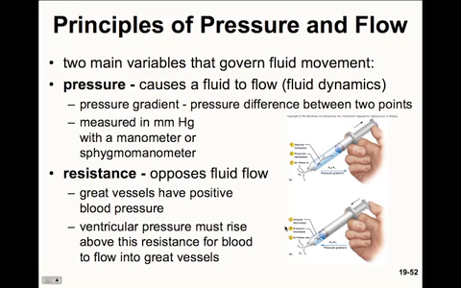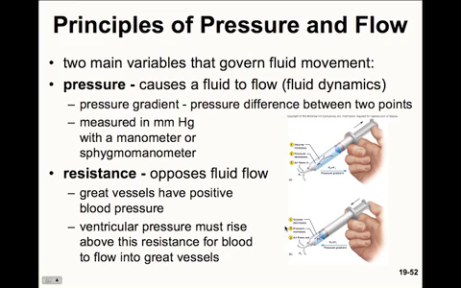First, let's examine some of the principles of pressure and flow. It's pretty straightforward stuff, but there are two main variables that will govern whether fluid moves. First of all, pressure. Does it have enough pressure difference between 2 points to force it in a particular direction? And then resistance, which is the opposition to the fluid flow. So we measure pressure in millimeters of mercury with a manometer or a sphygmomanometer.